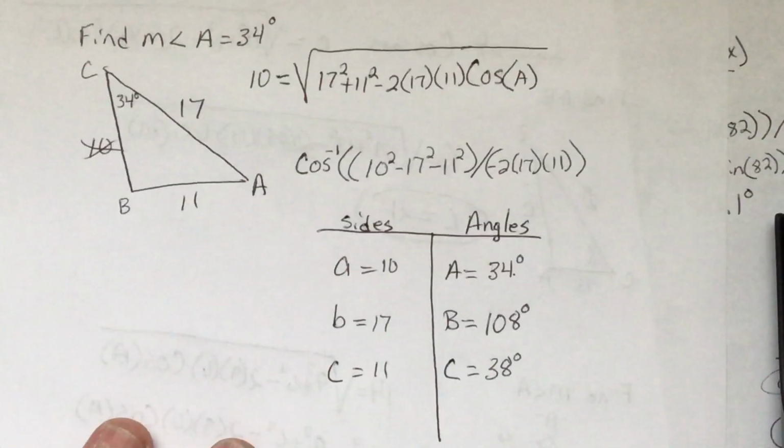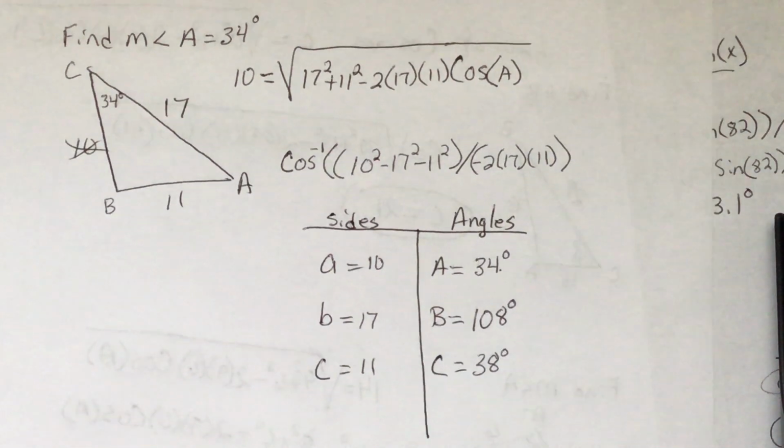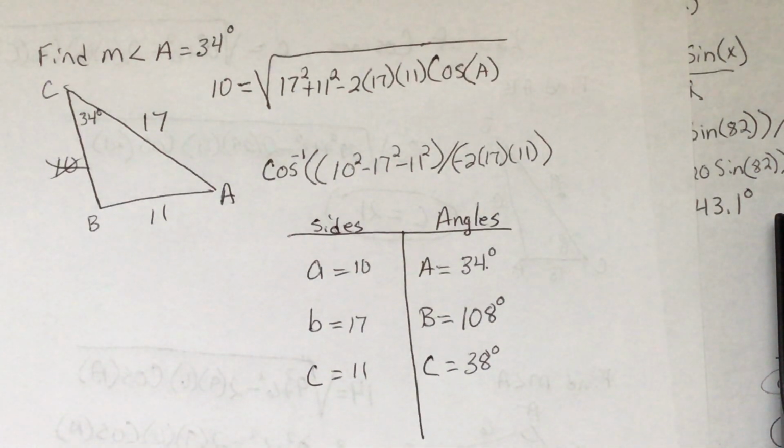That triangle is solved. I have all three side measures, all three angle measures. You can do this. Send me a message if you have questions or you get stuck.